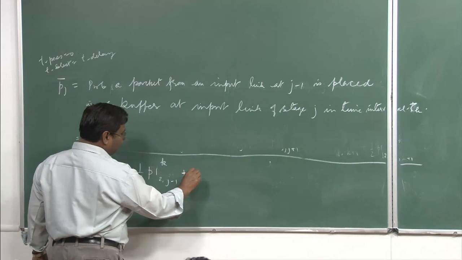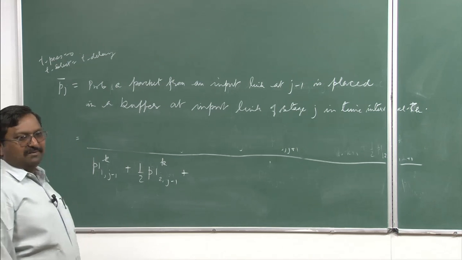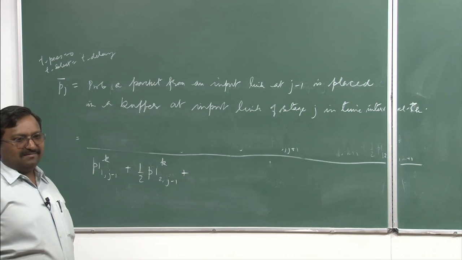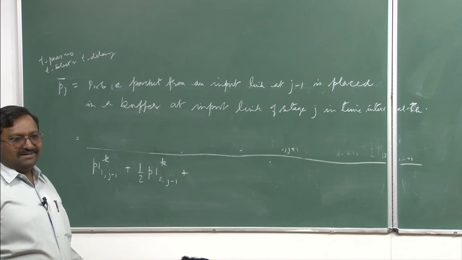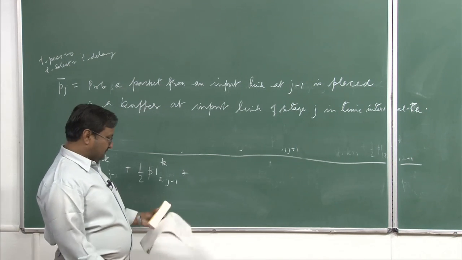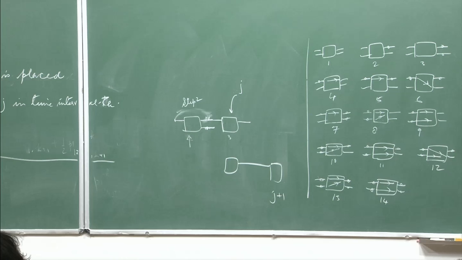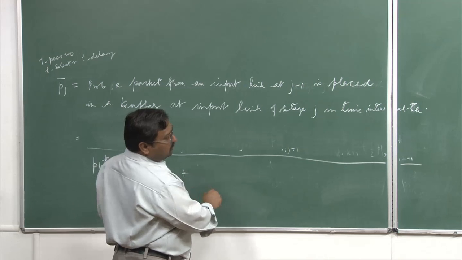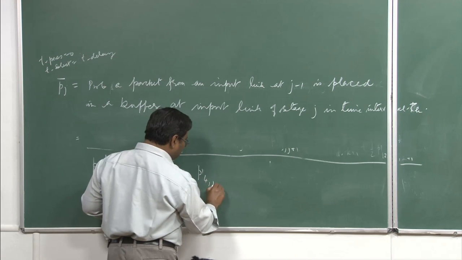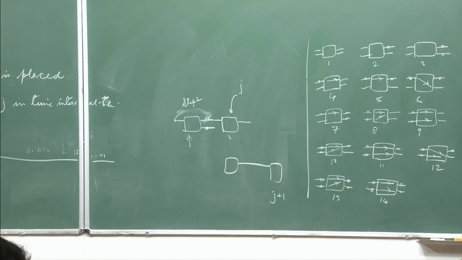j minus 1 k, p3. P3 should not be there, because then my input buffer is not free, it is already occupied. Okay. So no packet can come, so it cannot contribute. Four, yes, it is there, and four means both. So P14, there is no half in this case. State number 5, half.